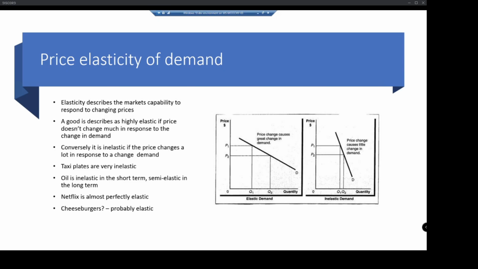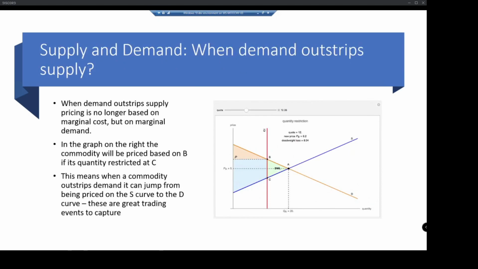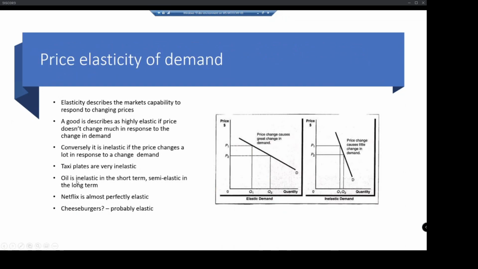but taxi plates themselves are very price inelastic, i.e. it doesn't matter what the price is, there's going to be the same number of taxi plates, which if you look at this is fixed here. And so the pricing is going to move according to demand only. Take oil. It's very hard to set up an oil project very quickly. So the supply is very inelastic in the short term, so the price can move very fast in the short term. But it's semi-elastic in the long term because you can build new projects.